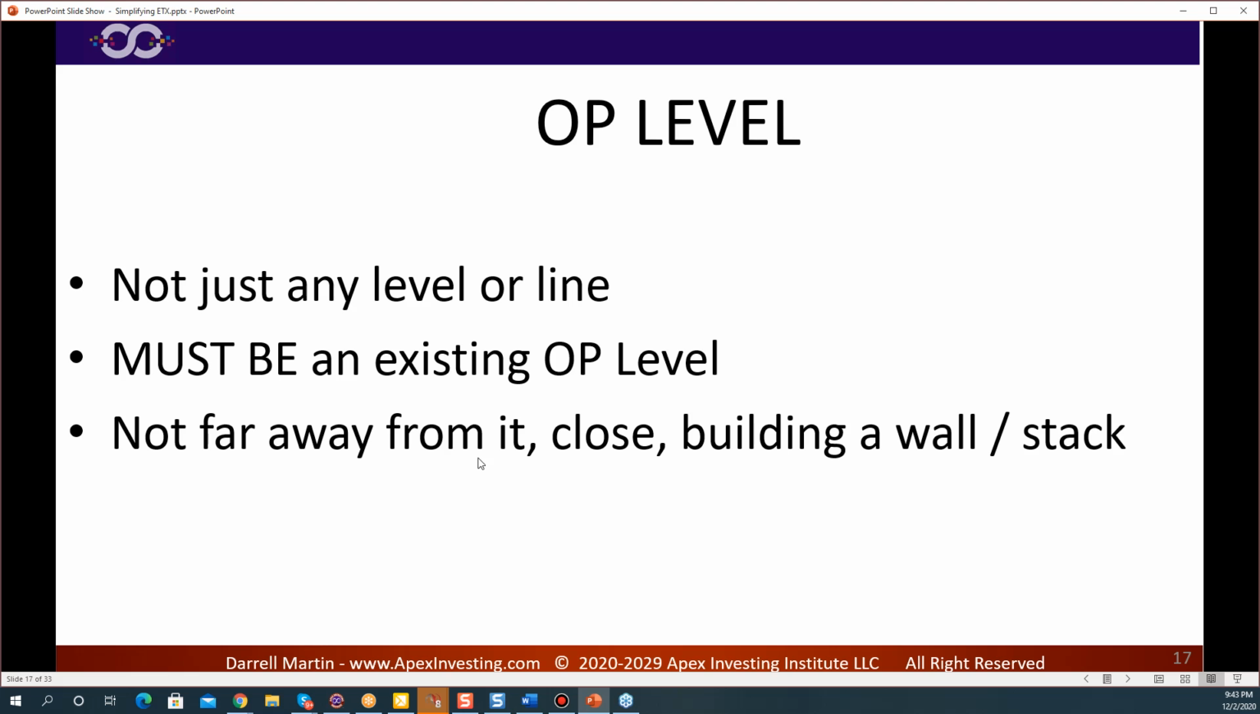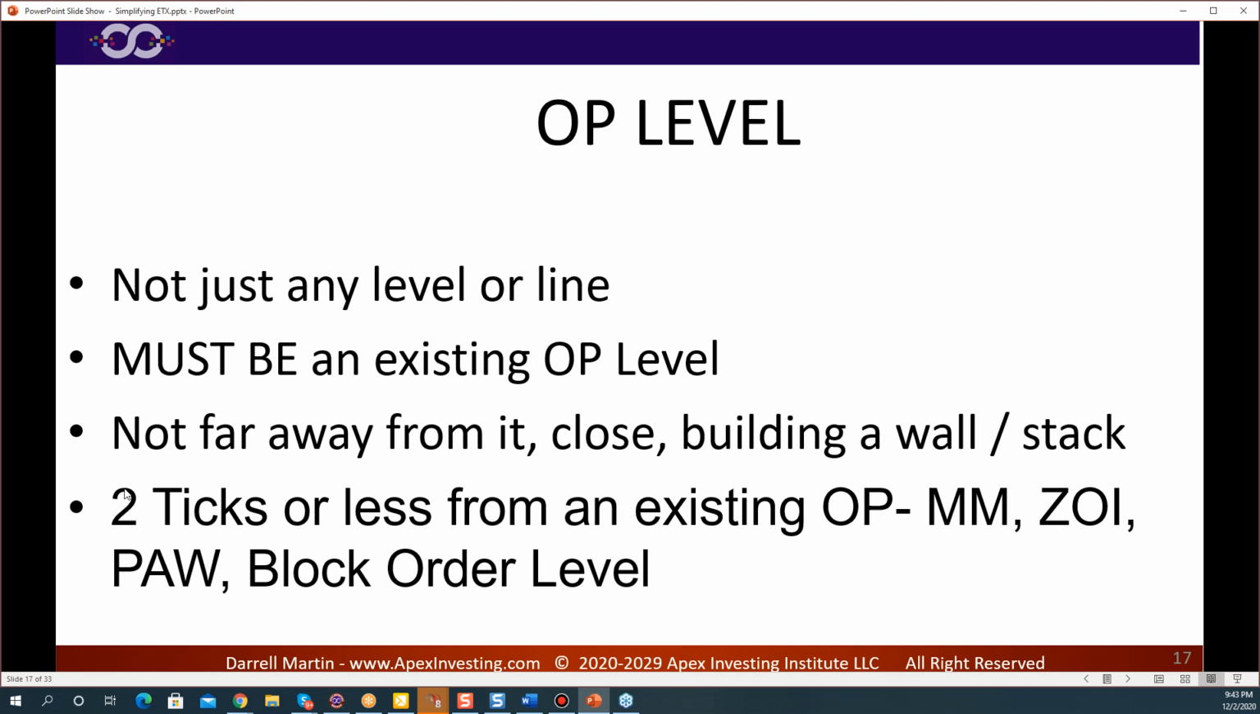And it cannot be far away from it. We want it to be close to that other level. Okay, no, not a wall. We want it to be close, like we're building a wall or building a stack there. So it has to be, meaning the mini magnet or the paw has to be within 2 ticks or less from an existing order print level, meaning a mini magnet, a ZOI, a paw, or a block order.